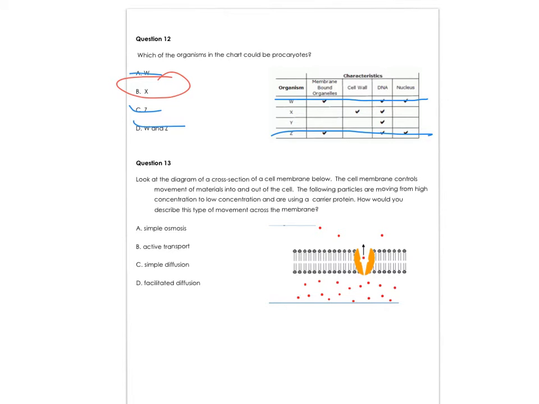Question 13 didn't change much at all. In fact, I would almost say nothing changed in 13. Cell membrane controls movement across membranes. The following particles are moving from high concentration to low concentration and are using a carrier protein.